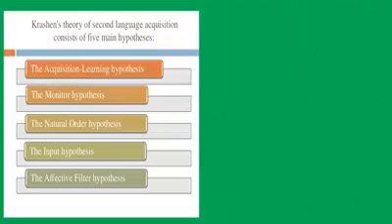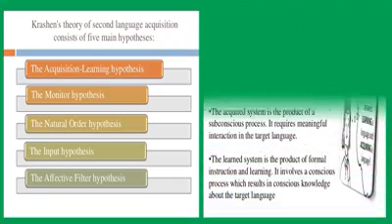Krashen's theory of second language acquisition consists of 5 main hypotheses. The first one is the acquisition-learning hypothesis. The second one is the monitor hypothesis. The third one is the natural order hypothesis. Fourth is the input hypothesis. And fifth is the affective filter hypothesis.